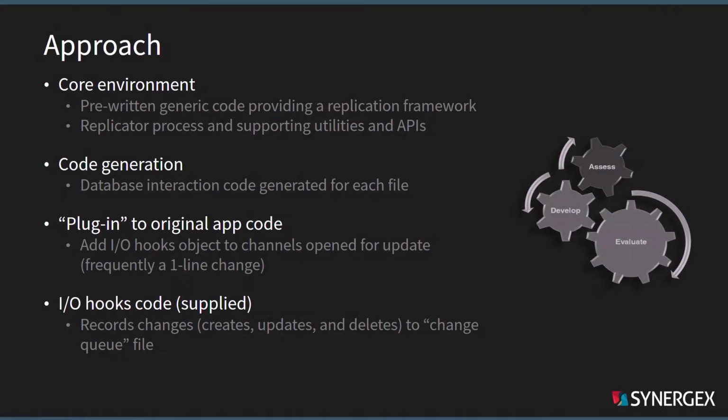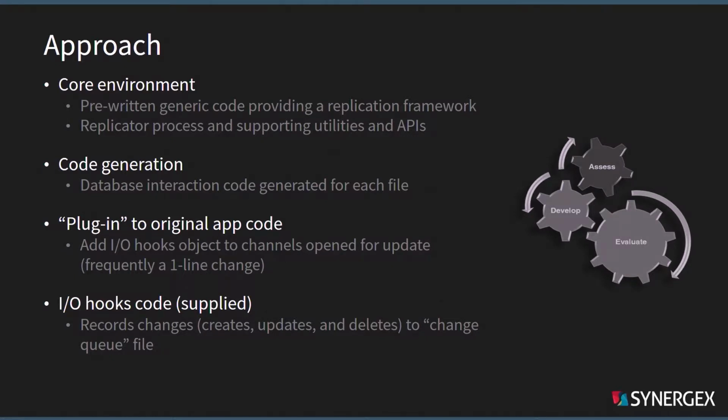The approach is that we provide a core environment that we've worked on over many years now. This thing's been evolving literally for over 10 years since it was first built. So we provide a pre-written core environment that does a lot of the work for you. A lot of this, like Harmony Core, is also based on code generation. So we require that you define your ISAM files, their record layouts, and their keys primarily in the repository, and then we can help you generate the code that's necessary to interact with the relational database for those files.